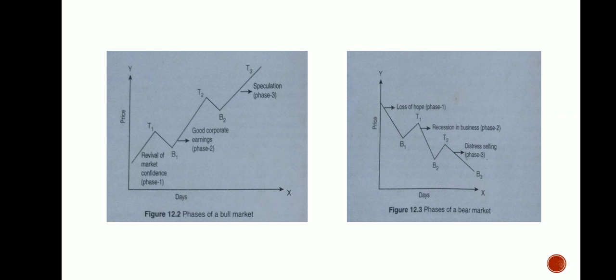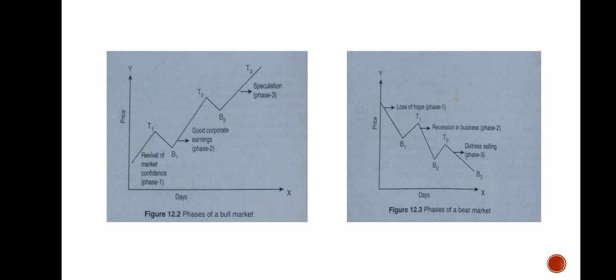These two graphs show primary trends. There are two phases of the market. They are bull phase and bear phase. Under bull phase, market shows upward trend. That means the prices will be going up. The first graph shows the bull market primary trend. Here T indicates the peak and B indicates the bottoms.